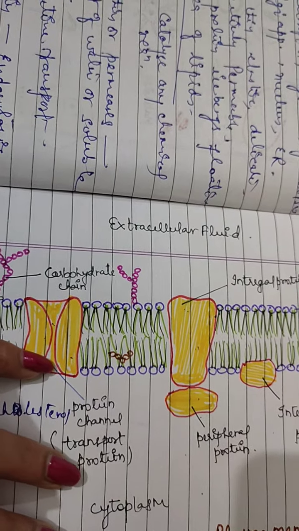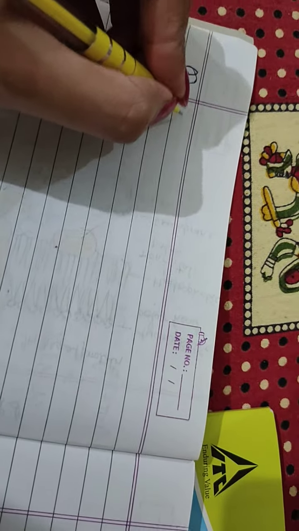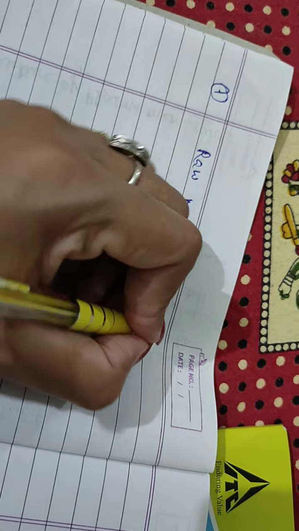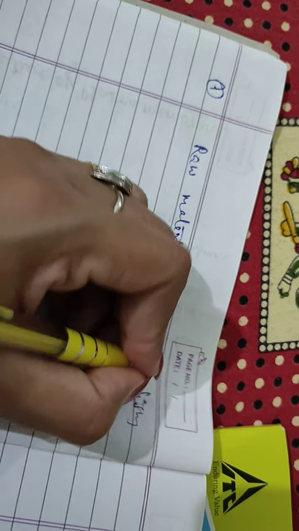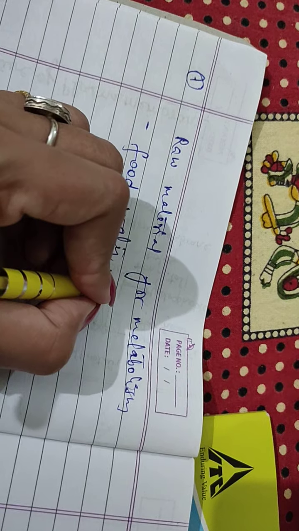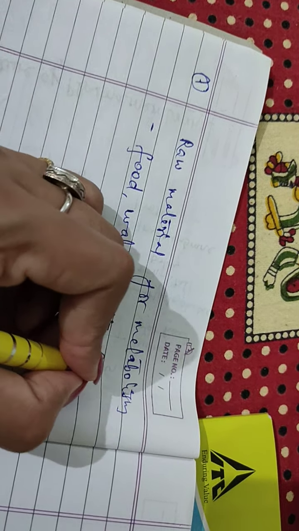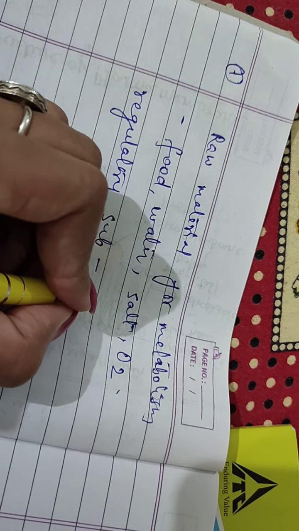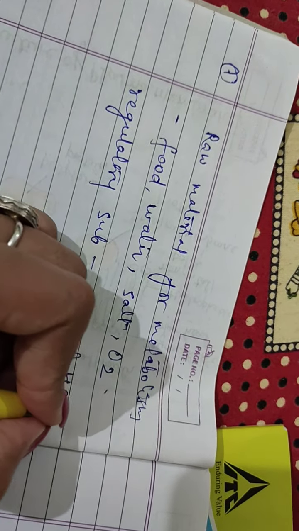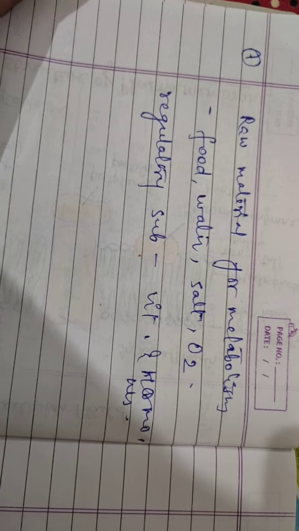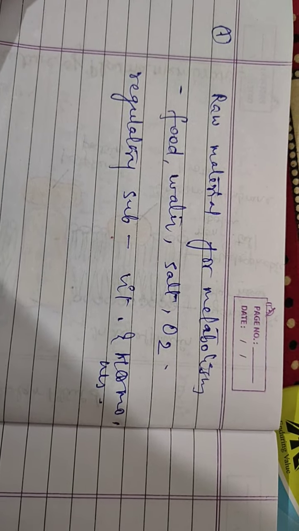So what are the substances which are generally drawn into the cell? These include the raw material for metabolism, like food, water, salt, and oxygen. Second, regulatory substances. These are vitamins and hormones. So these are the substances which are drawn in through the plasma membrane.